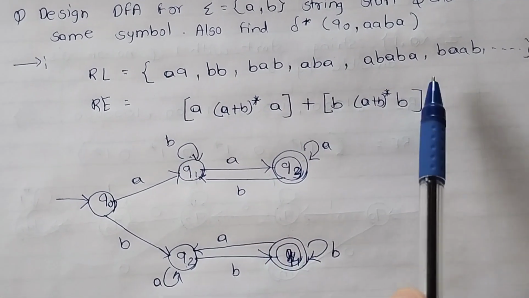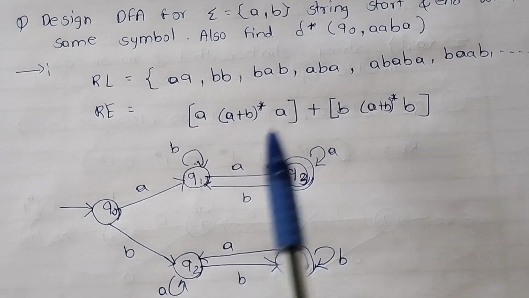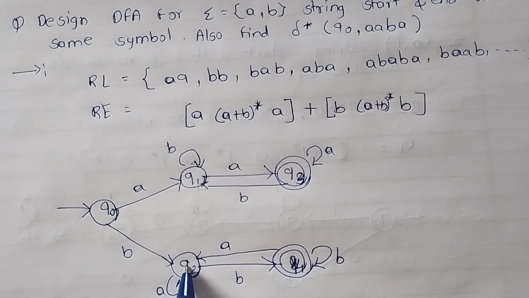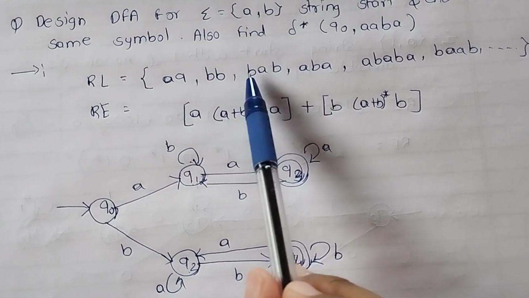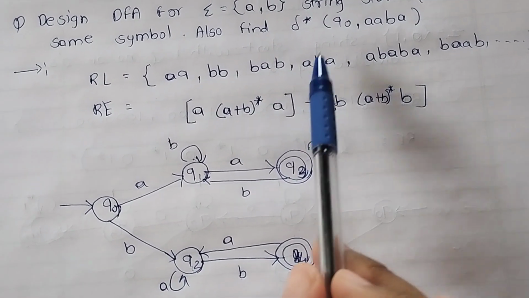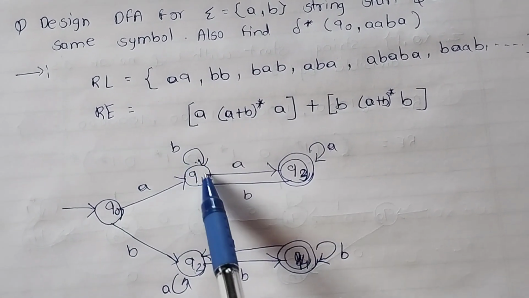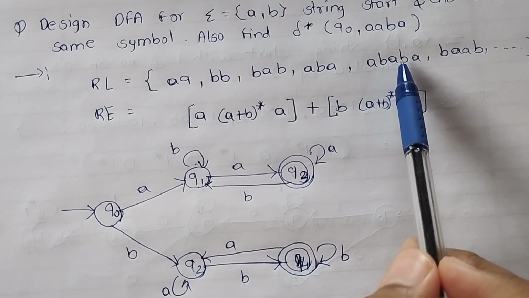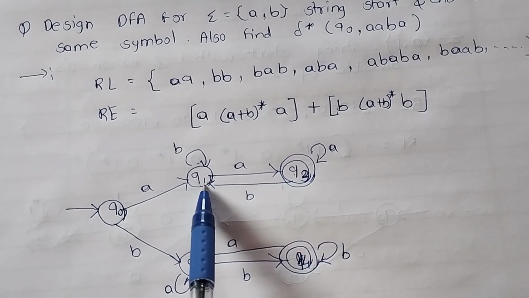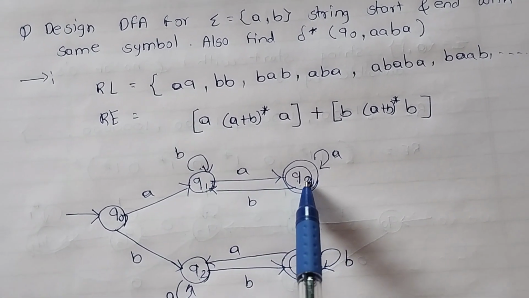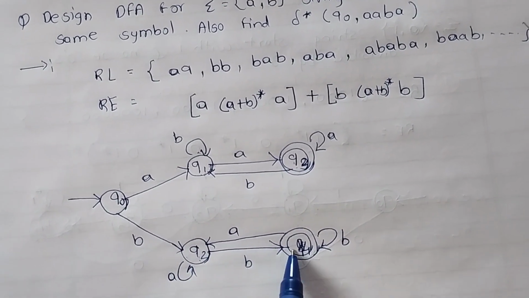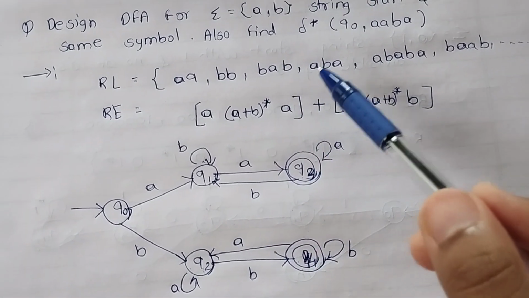Let's check whether all the possibilities of the language are covered in this DFA or not. So a b b accepted. Now b a b b. Now a b a. Now a b a, then b again comes back, a, then b and a, accepted. b a b. So in this way, these are the accepted strings.